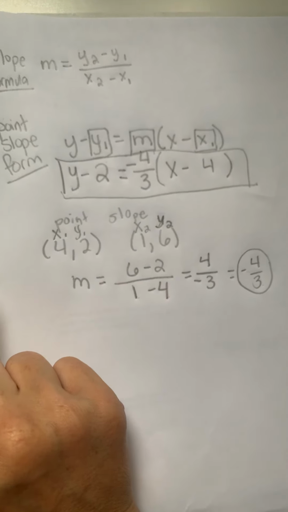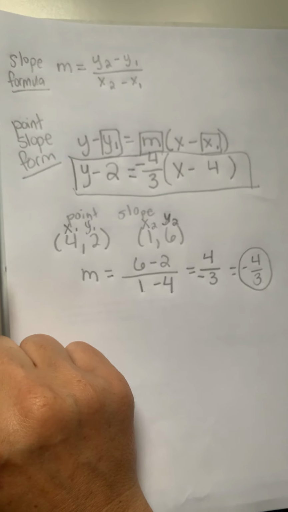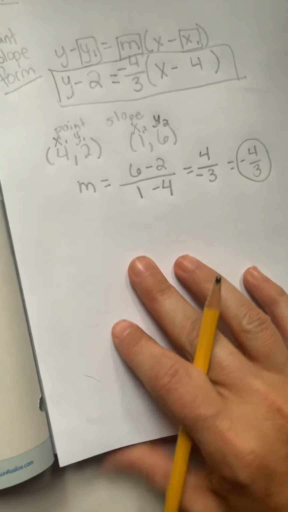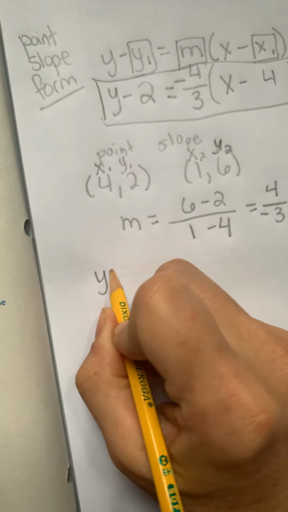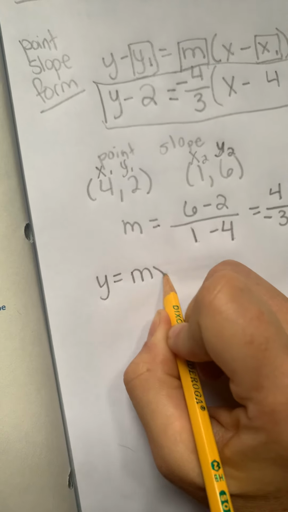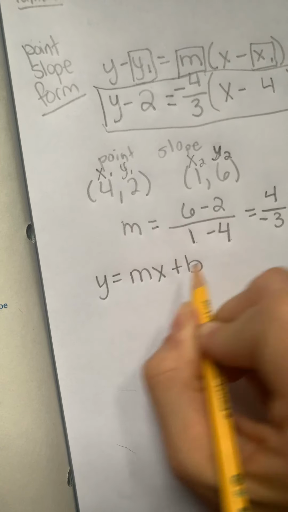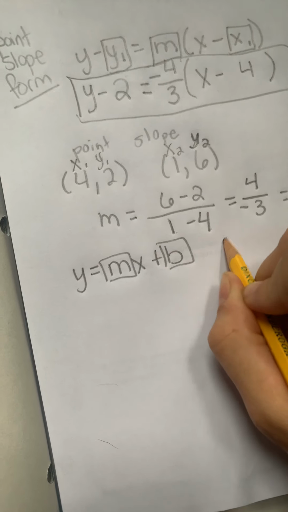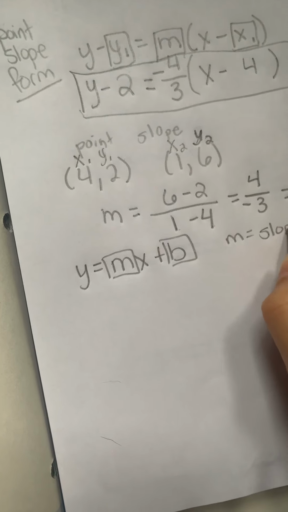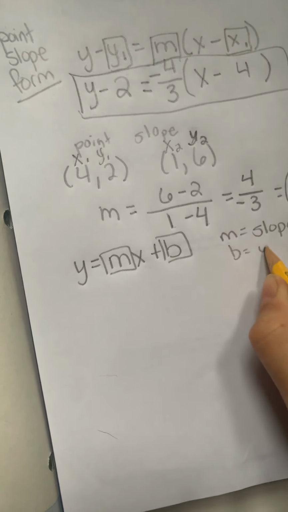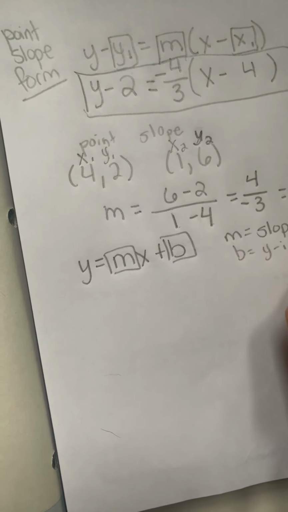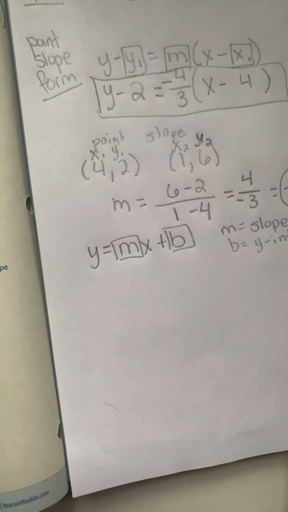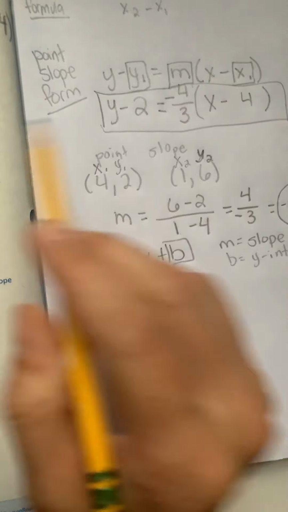The next one, they give us an equation in point slope form, and you're going to change it into slope intercept form, which is y equals mx plus b. M is your slope, b is your y-intercept. Remember, this is how fast your line goes up or down. That's where it crosses the y-axis.